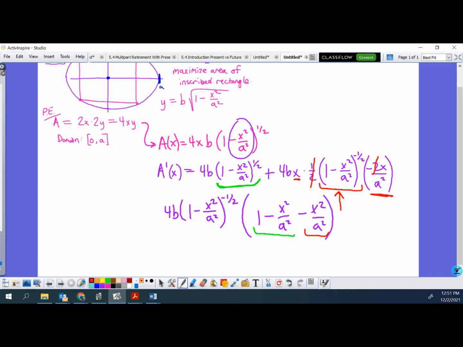Okay. And again, the 4b times this factor is what we actually factored out. That was this. Okay.